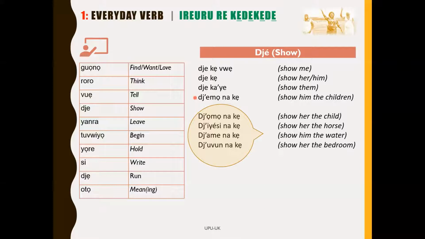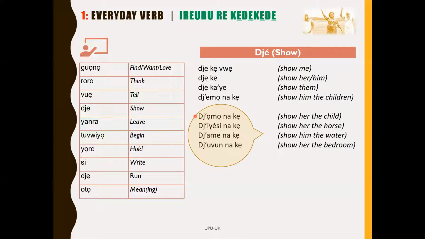So you need to harmonize the vowel in the verb with the subject. So we saw at the top there, show him the children, gemo nake. When it becomes a single child, it is omo, children is emo. Because child starts with o, the vowel is harmonized. It becomes gomo nake, whereas children is gemo nake.